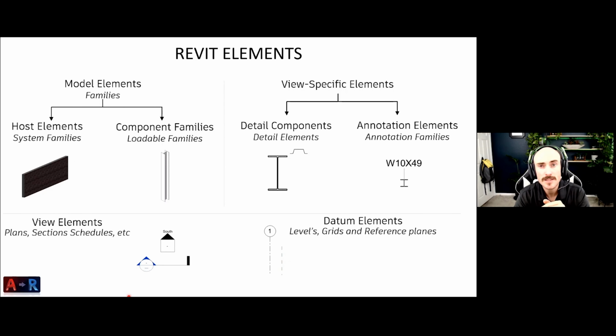Next is datum elements, such as levels, grids, and reference planes. Now, usually the grids are already placed in the coordination model. What we're doing is more of a copy monitor to make sure things don't change. And of course, as structural designers or engineers, if we need to change something, we coordinate that with the coordinating parties, and then we update accordingly from there. And we have levels, so the height of the building and the different locations.